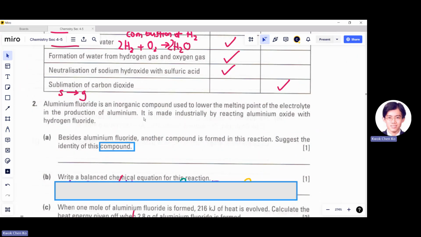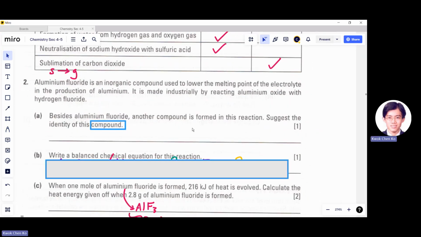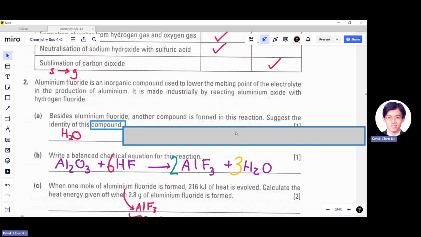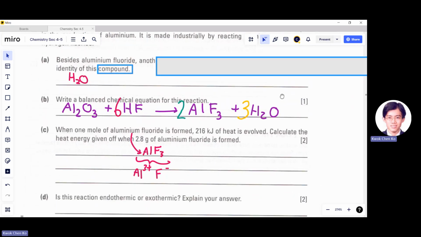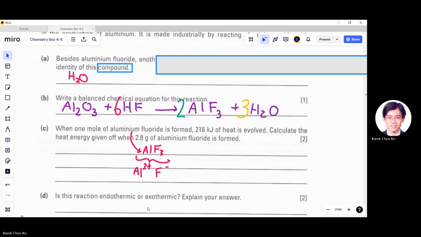Okay. What's the other compound? Zayden, do you get it? Yes, good. Now check your equation. I don't know, because if you have your formulas wrong just now, your equation will be wrong. Check. You should get it.